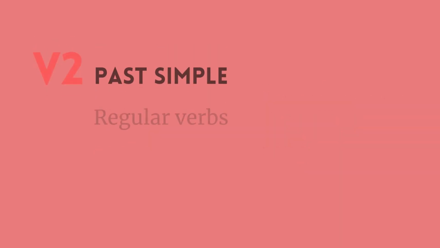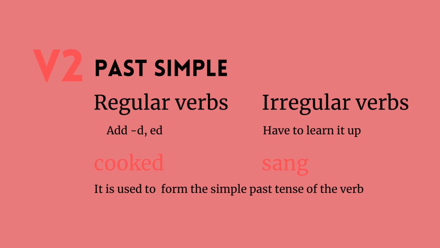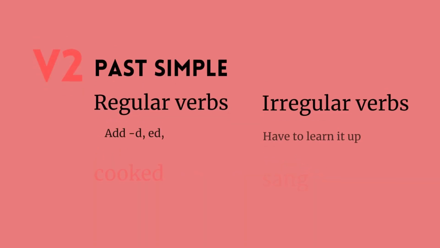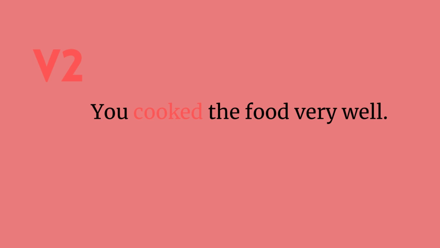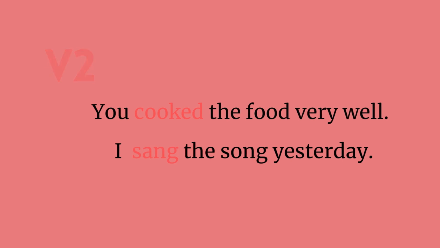Where do we use the V2 form? It is used to form the simple past tense of the verb. So we get the structure subject plus V2 plus object. For example, you cooked the food very well. I sang the song yesterday.